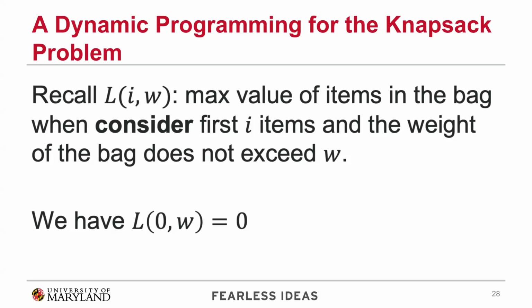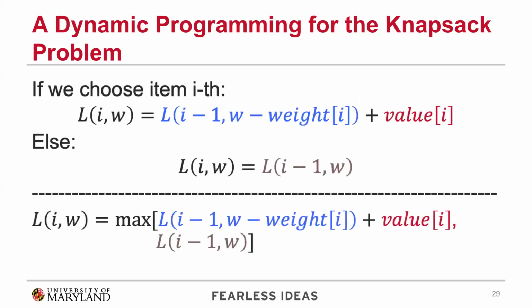So in this case, if we formulate our function like this, the target function when we consider the first 0 items, with the corresponding weight, would always be 0, right? So this is the anchoring base state of the dynamic programming. So here we try to formulate it.